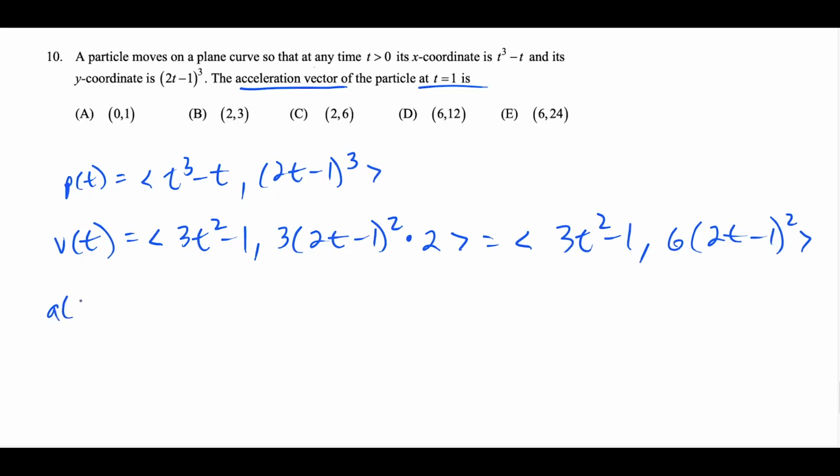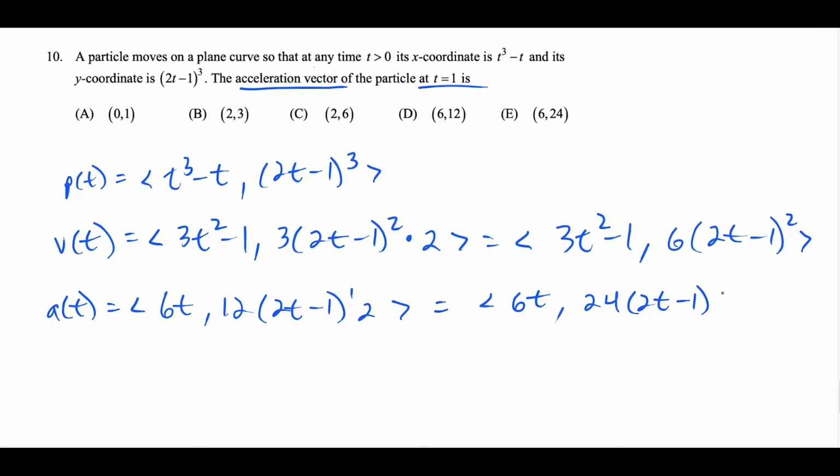So now the acceleration vector, we're doing the derivative of each component again. We'll focus on this one here. The derivative of 3t squared minus 1 is just 6t. And now on this part here, we have 2 times 6 is 12. We have 2t minus 1 to the first, but we have to remember to do the derivative of the inside, which is 2. So our acceleration vector is 6t, comma, and then we have 12. I'm sorry, let's actually multiply the numbers together. We have 12 times 2 is 24 times 2t minus 1.